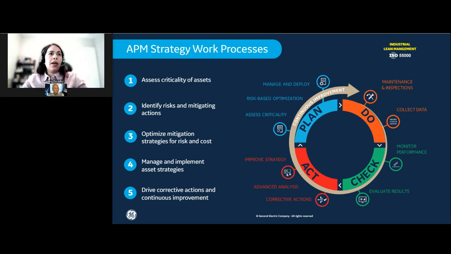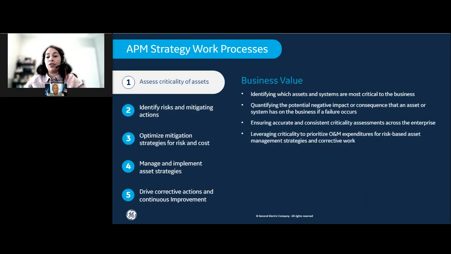Let's talk more about the APM strategy work process. There are some steps that Mark mentioned, but I will go through them one by one. Basically, the first step is to evaluate the criticality of the asset. One of the more important items is to agree on what risk metrics are to be used.